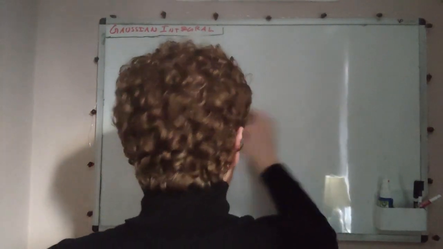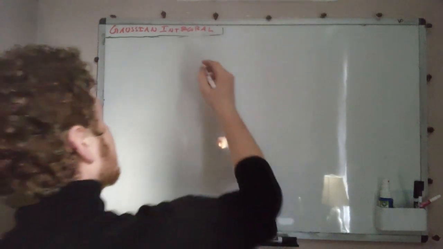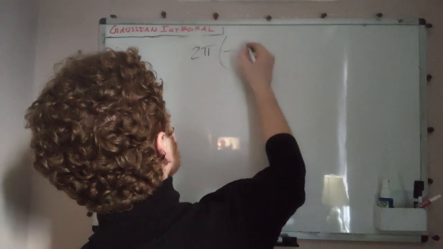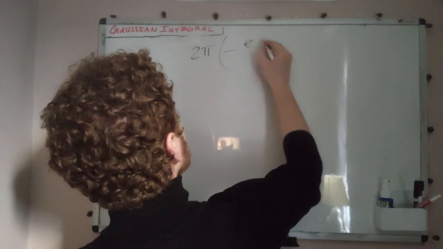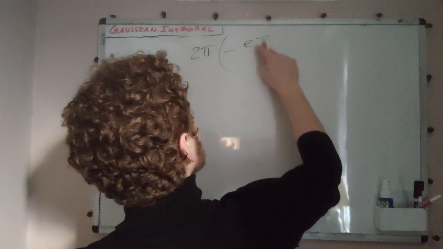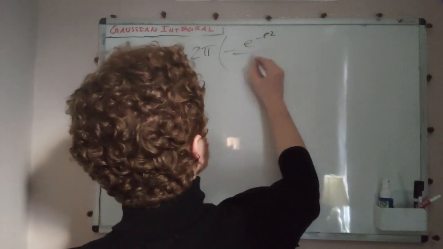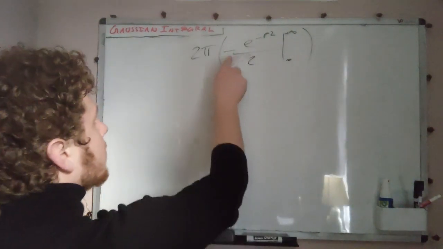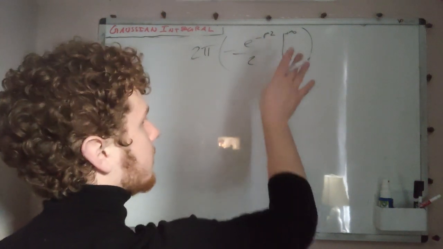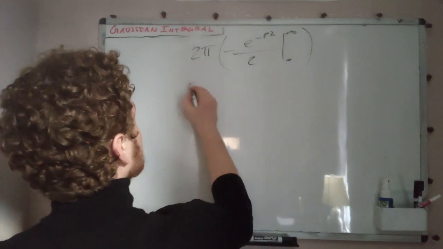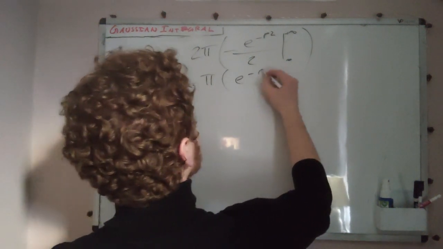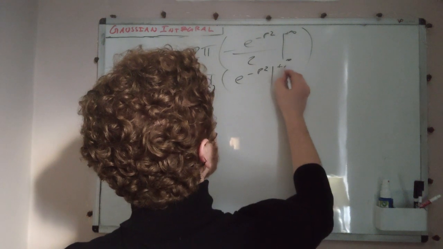So remember, we were left with 2π times negative e to the negative r squared over 2, evaluated from 0 to positive infinity. Now we can pull out negative 1/2. That's going to be a common factor between the two. So it simply equals negative e to the negative r squared, from 0 to positive infinity.